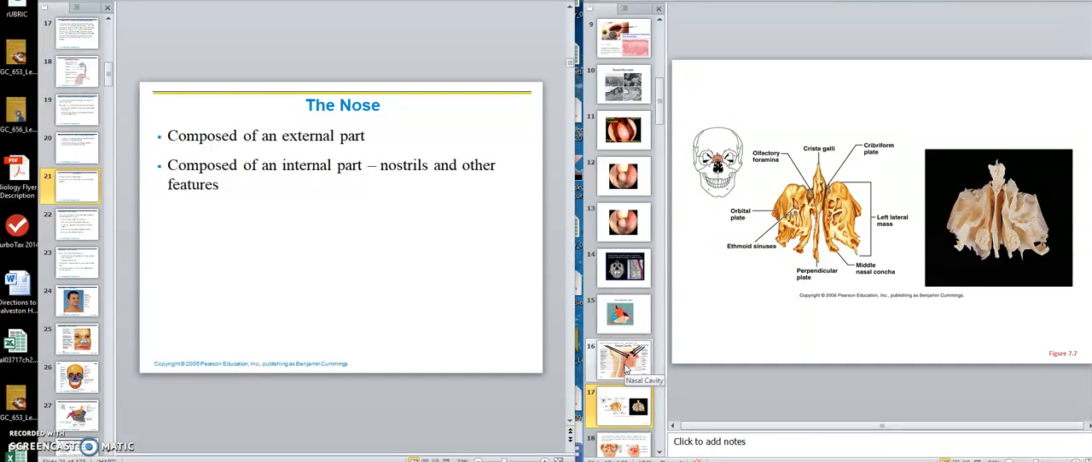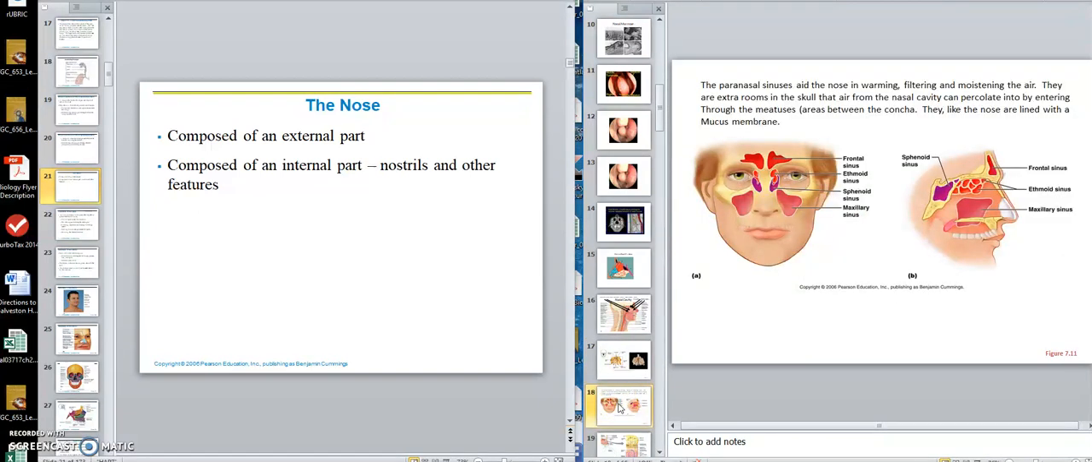So I'm going to say that you have some little rooms up in the skull that you may have learned in ANP1, that we call the paranasal sinuses. What they are: cut out areas in the skull covered by a mucous membrane. And I'm going to say they're extra rooms. Why? Because the human nose is just a little too small.